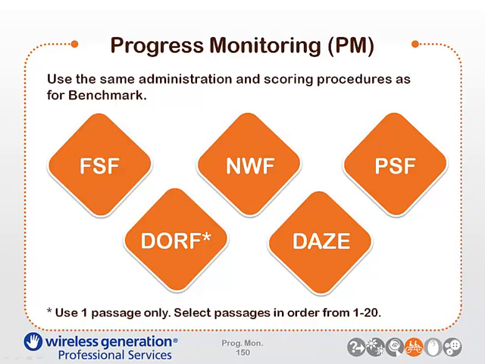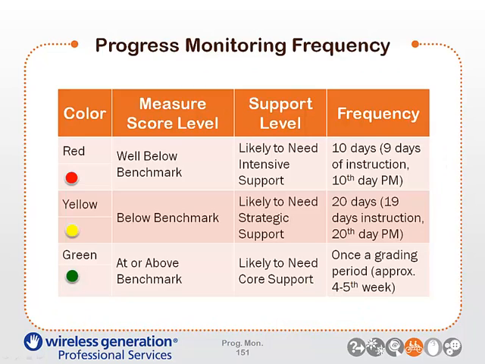It's also important to remember that when you're progress monitoring DORF, to maintain the order of the passages to preserve their relative difficulty levels. Students who show up as red are well below benchmark. These students need intensive support to make progress. The rate at which you should progress monitor these students is every 10 days. That's been defined as 9 days of instruction, and on the 10th day, progress monitor.